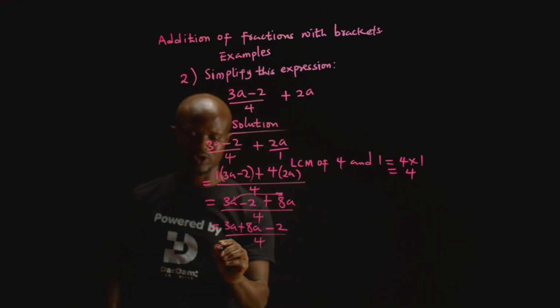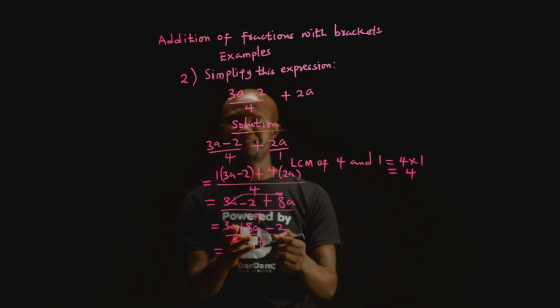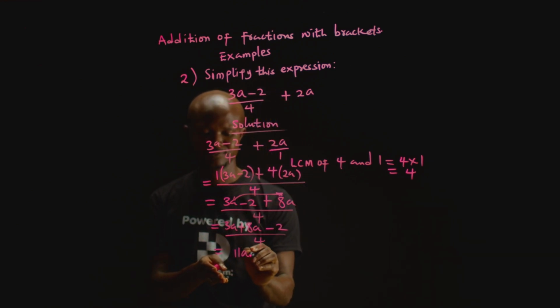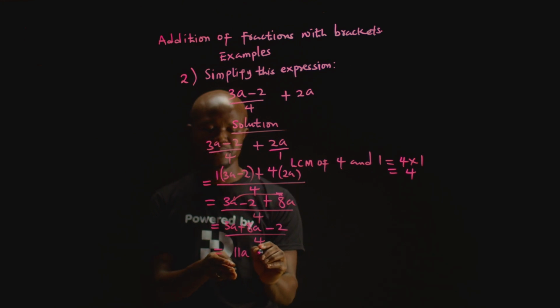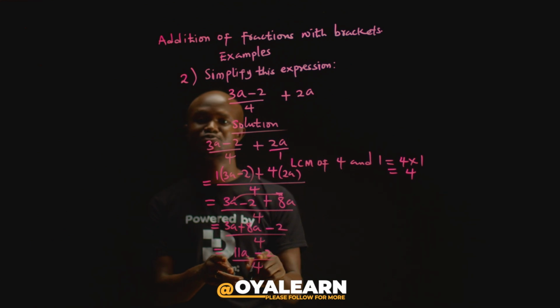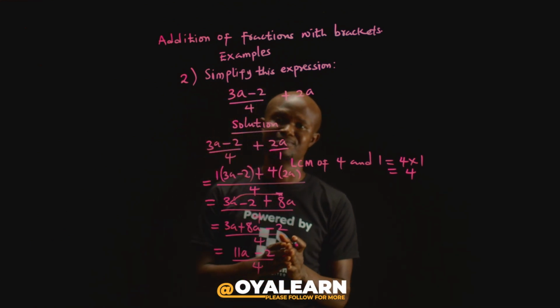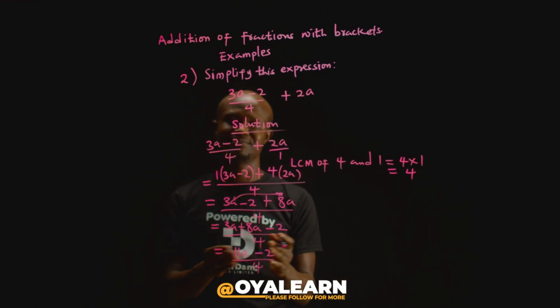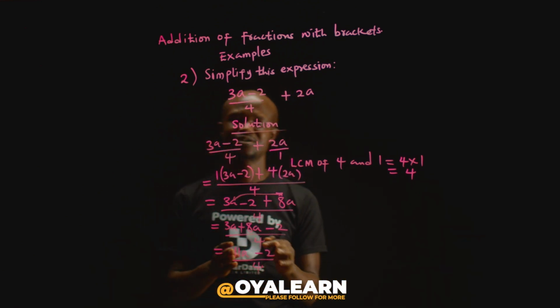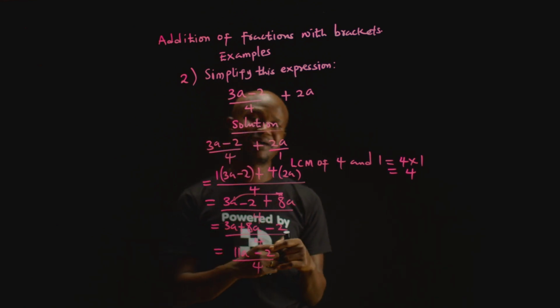So in this case, 3a plus 8a, what are we having? That is 11a. Then we have 11a minus 2 divided by 4. You cannot add or subtract these two because they are unlike terms. So 11a minus 2 is still 11a minus 2.